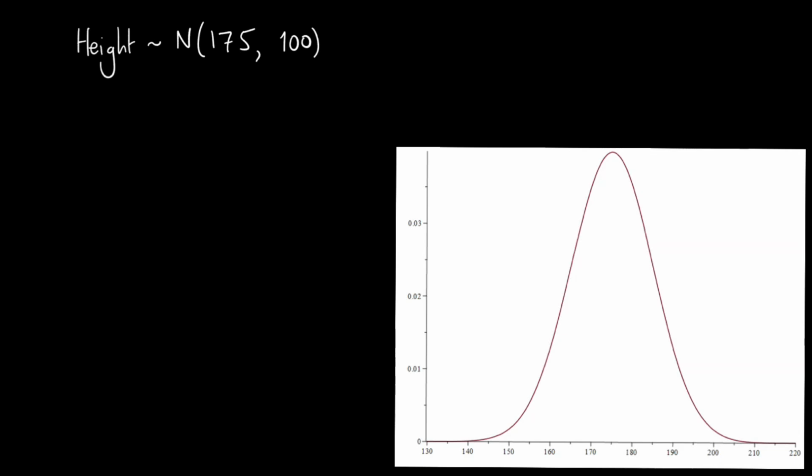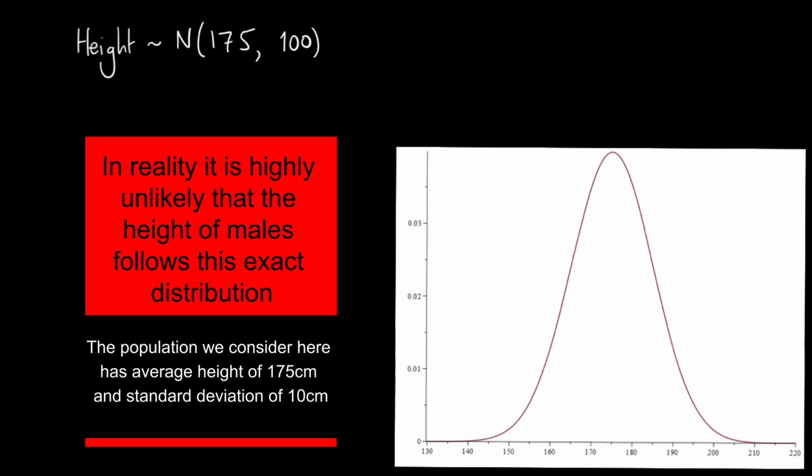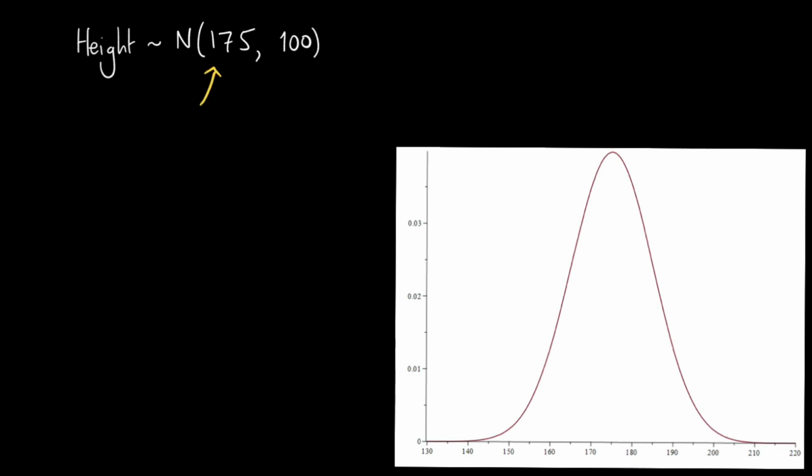In this video, we're going to explore how we can use Microsoft Excel to calculate probabilities relating to the normal distribution. To illustrate this, let's use an example relating to height. Let's suppose that you know that the distribution of male heights in the population is distributed normally with population average equal to 175 centimetres and variance equal to 100 centimetres.